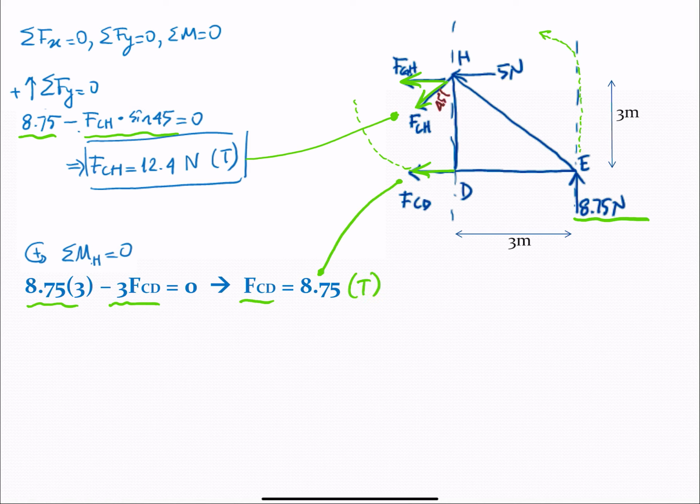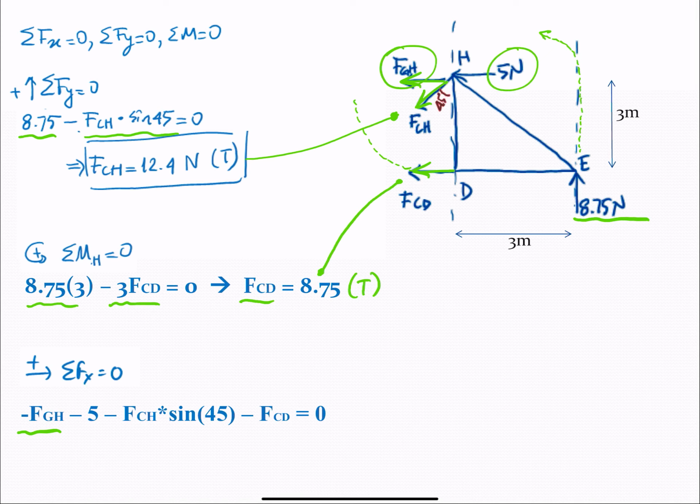And then it's time to find FGH. We can do that with sum of force in x equal to 0, so we have negative FGH, this one, minus 5, minus FCH sine of 45 or cosine of 45, either way, minus FCD equal to 0. I know FCH, so this one I know, and FCD I know as well.